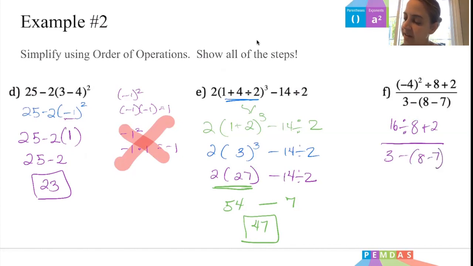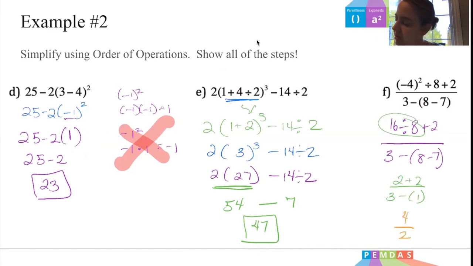In the top we have division, so let's do that. Division in the numerator. 16 divided by 8 is 2 plus 2. 3 minus 8 minus 7, that's going to be a 1. So in the numerator, let's do some addition. 2 plus 2 is 4 on the top. 3 minus 1 is 2 on the bottom. 4 divided by 2 is 2. All right, good job.